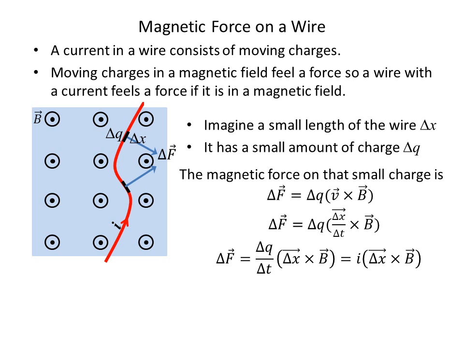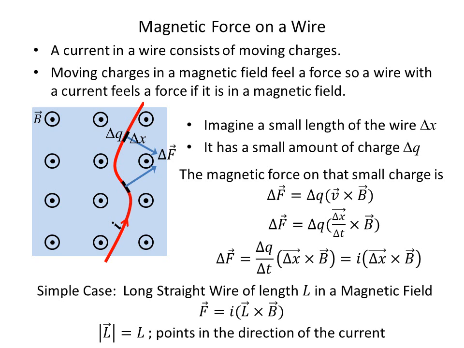Of course, the wire bends through this field, so another part of the wire would feel a different force, so the force on the whole wire is rather complicated. There is a simple case of a long straight wire of length L in a magnetic field. There, the total force on a long wire is just the current times a vector L crossed into the magnetic field, where the magnitude of L is the length of the wire, and it points along in the direction of the current.